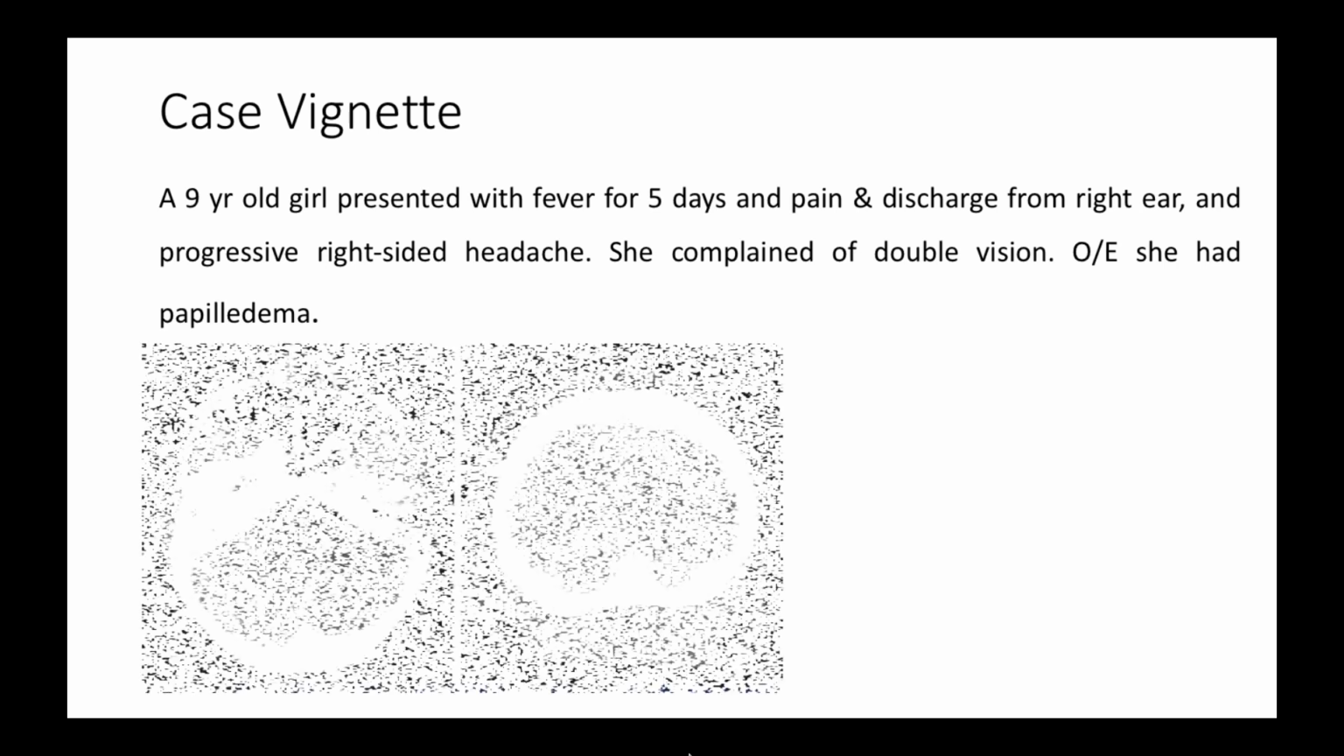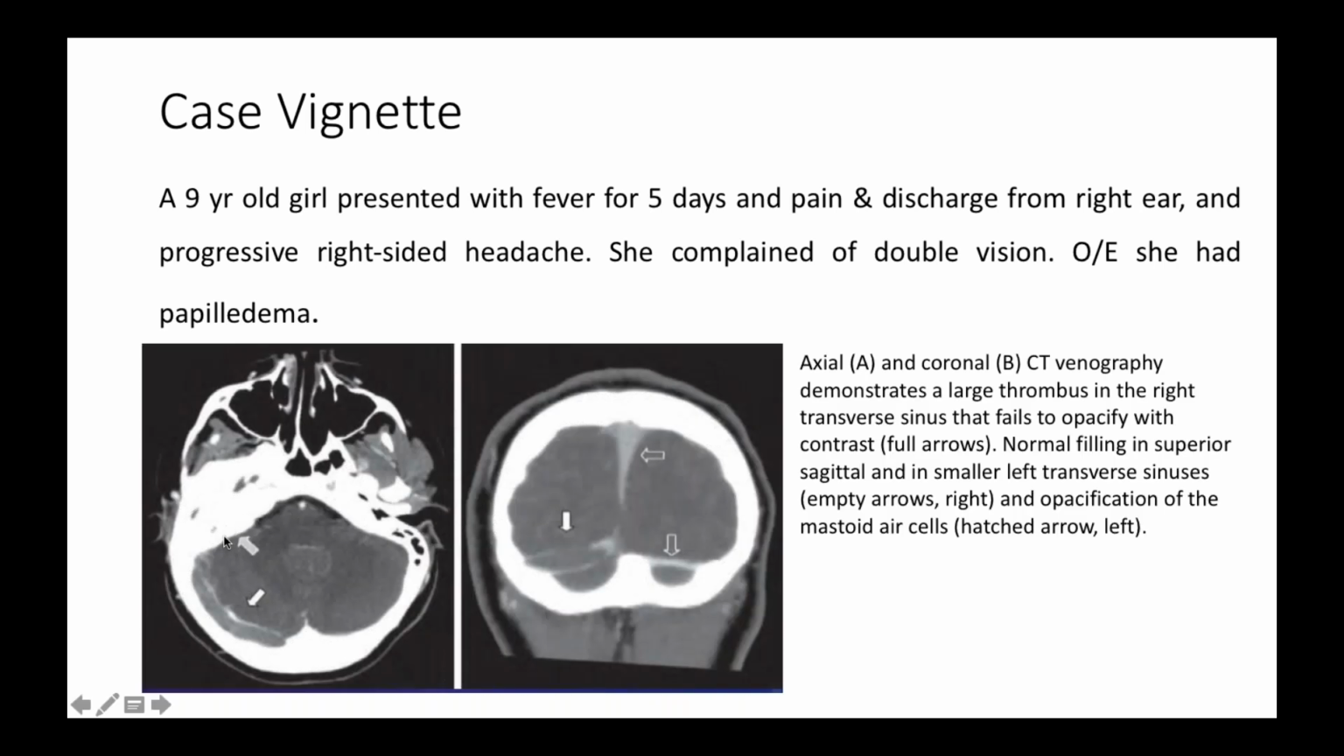So this was the CT angiogram. CT venography was done, and you can see that there is a filling defect. There is a large thrombus in the right transverse sinus. This is the transverse sinus, and there is a large thrombus. It is not very well visible in this one, but you can see it here. This should be opacified like this. Here it is opaque, however, in this you can see a filling defect.